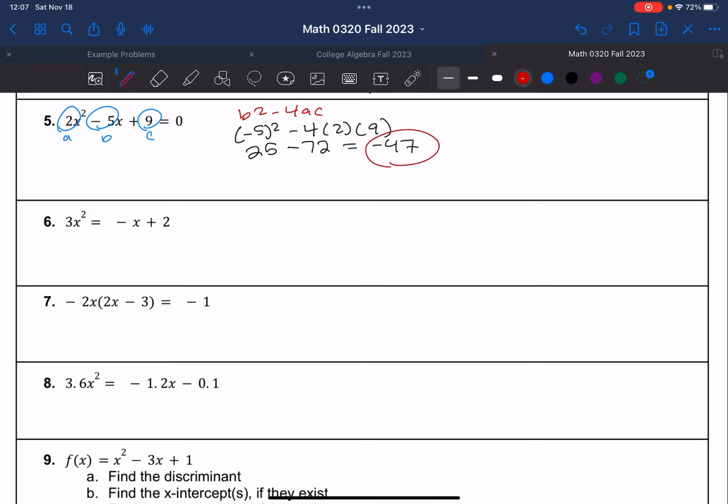So since we got a negative discriminant, which means that negative 47 is less than 0, that tells us that our two solutions are going to be imaginary. So we have two imaginary solutions.